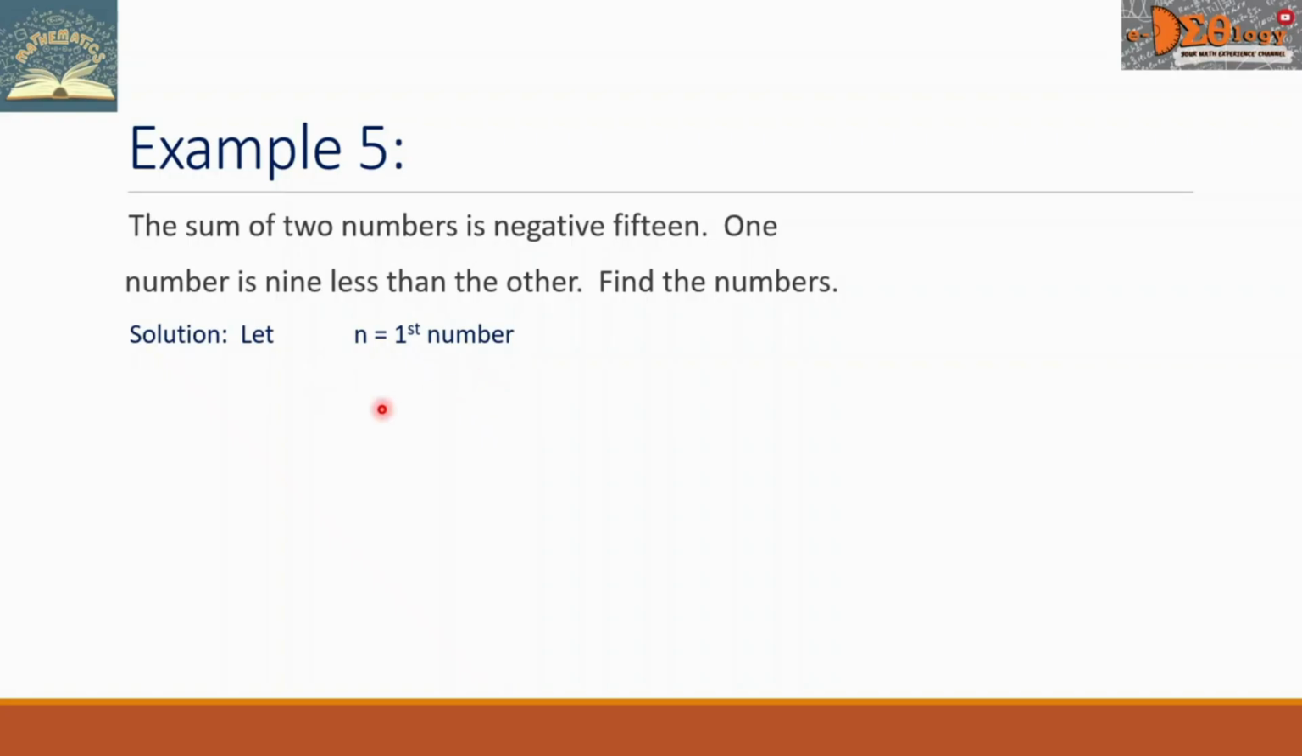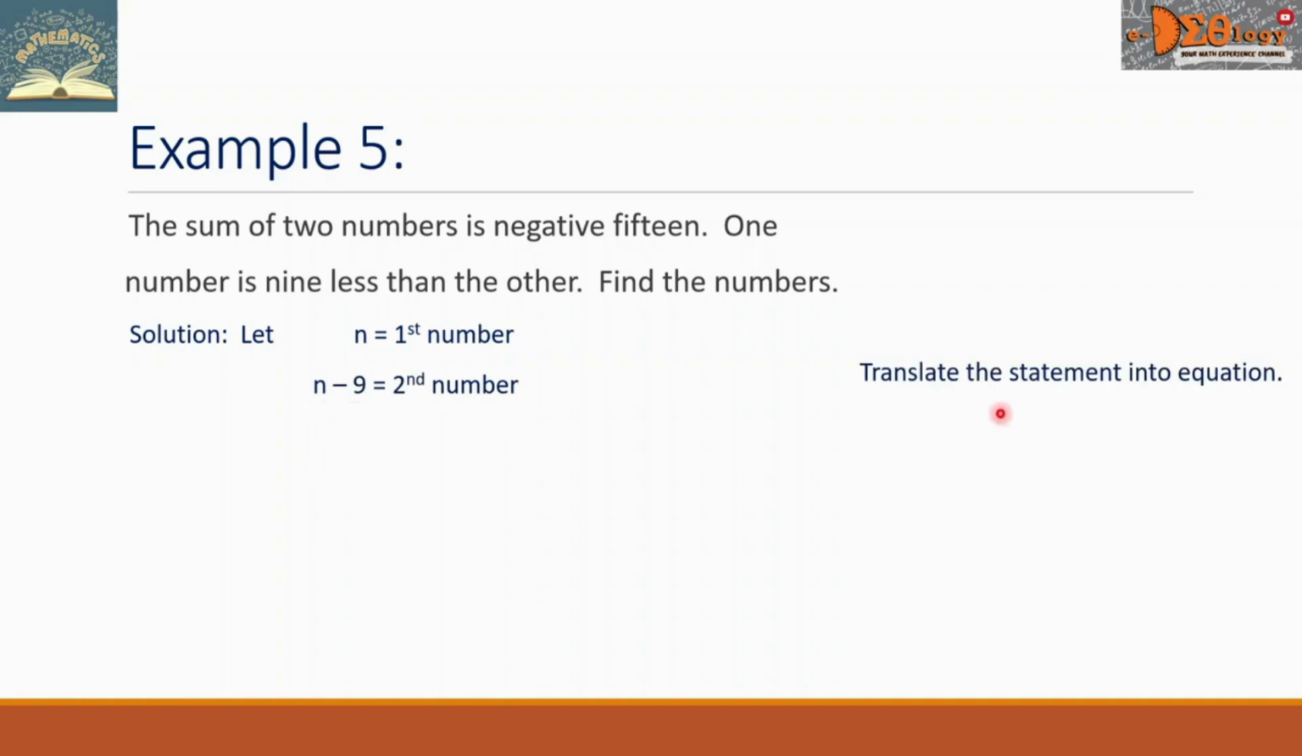What about the second number? The second number is described in the second sentence. It says, one number is 9 less than the other. When we say that n is the bigger number, it means the second number must be n minus 9.